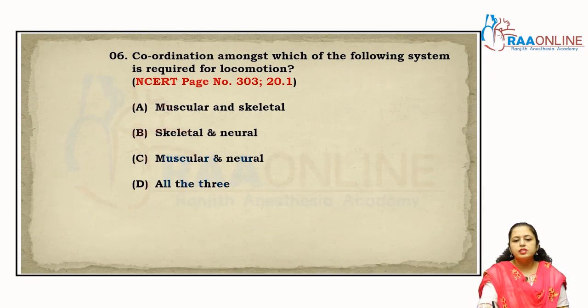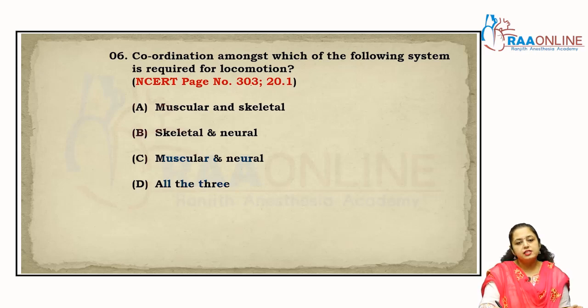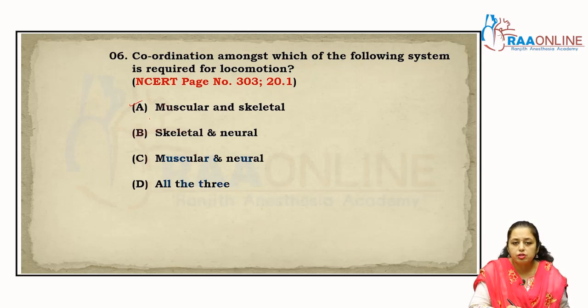Which one of the following systems is required for locomotion? As we know, for locomotion we need the muscle and the support of the bone, that is the skeletal muscle. So muscular and skeletal, both are correct. Skeletal and neural, obviously, because the neuromuscular junction acts upon it.